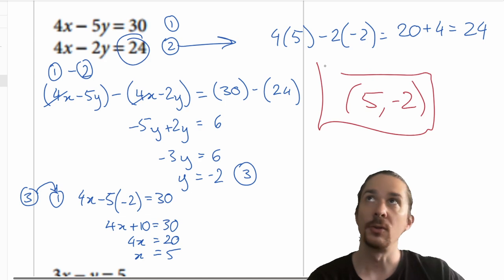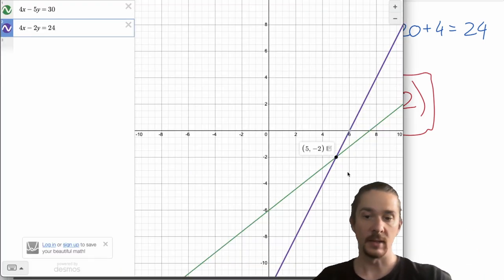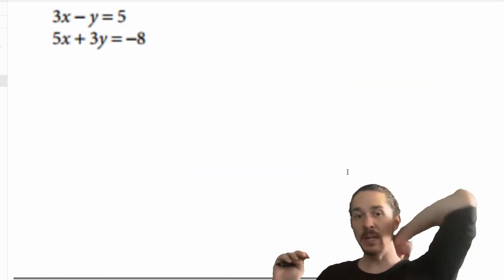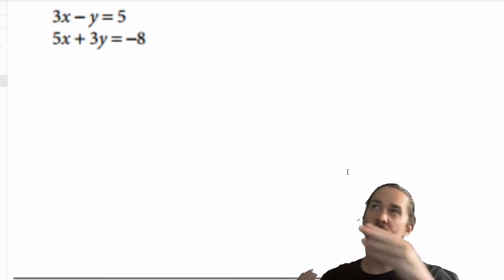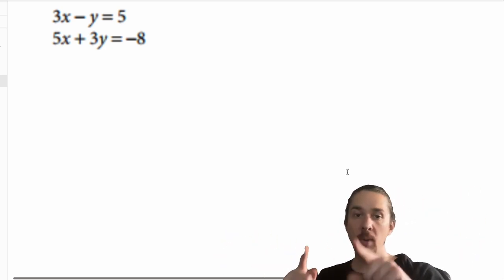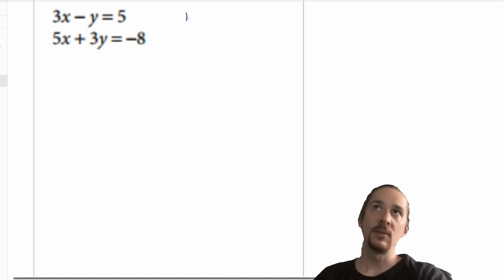Let's see what that looks like on a graph. And we can see our point of intersection here is at the point 5, negative 2, which is exactly what we said it would. When I look at this one, it doesn't immediately shout out elimination method because we don't have the same number of x's or the same number of y's. So we could use the substitution method, but I do want to show you that the elimination method can still be used. So what I notice, if we took equation 1 and multiplied it by 3, right?